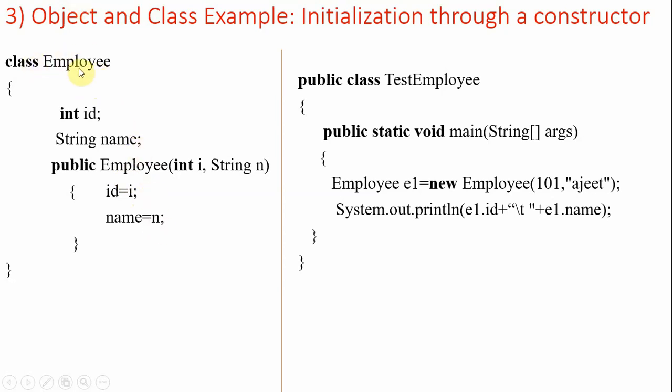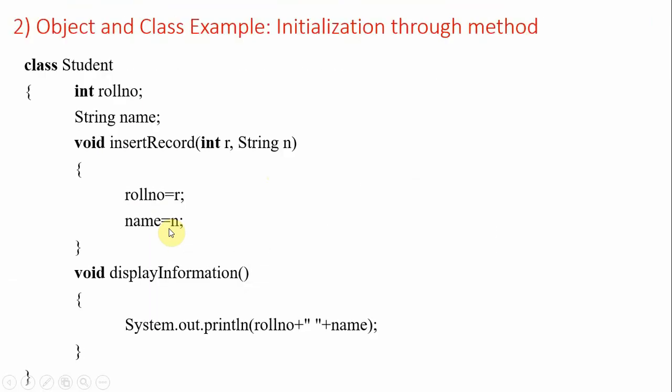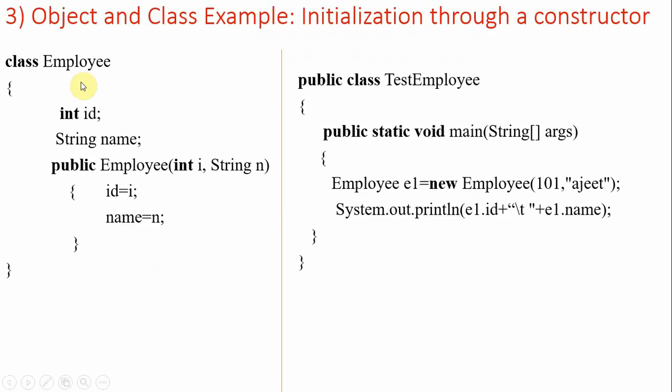So class employee, int id, string name, same example we are following. Public employee, parameters we are defining here. So same name as the class name, id, name, previous example only we are following, but the difference is that there we used a different name, insert record, but for the constructor example we are using the same name as the class name.